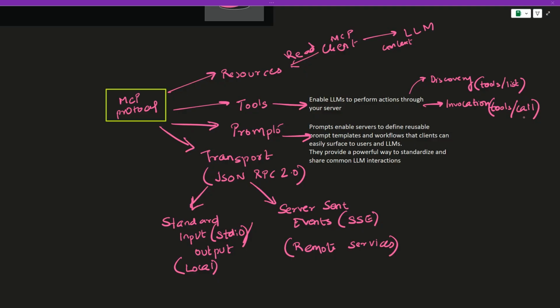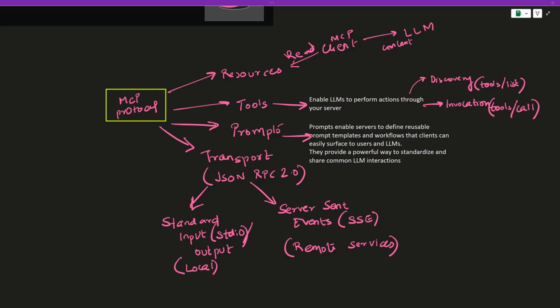Tools enable the LLMs to perform actions through the servers. They do this by using discovery. There is a concept called dynamic discovery, where we don't have to specify what kind of services, actions, or tools the MCP server is exposing. The tools list is the endpoint which the clients can call in order to get the complete list of tools which are exposed by these MCP servers.